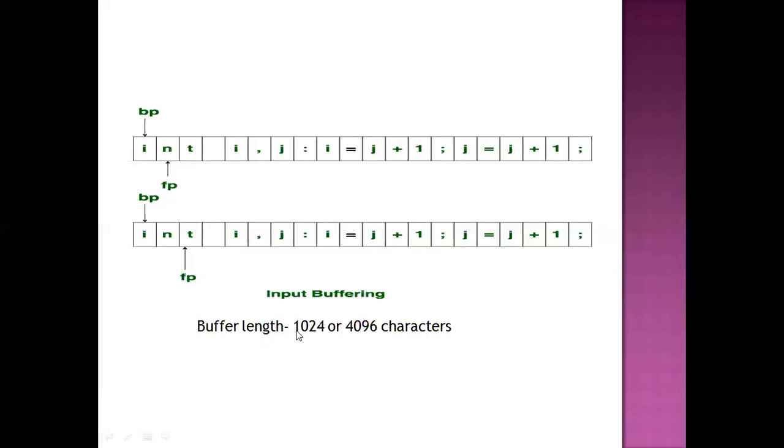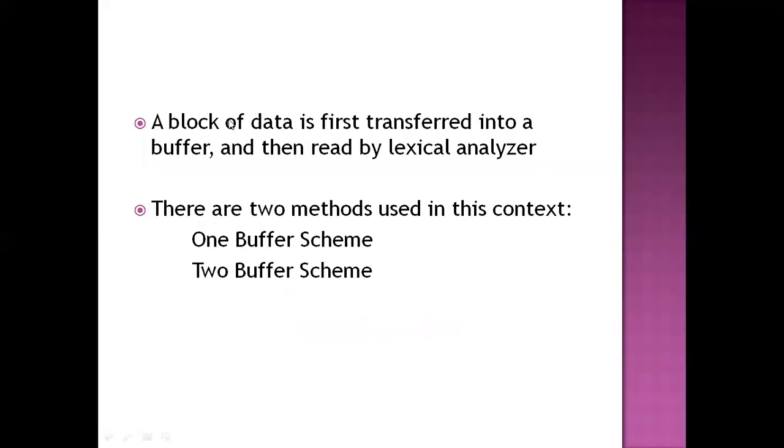I already told you the buffer length depends on the compiler. With n characters, the entire 1024 characters or 4096 characters will be read into this buffer. So the block of data is first transferred into a buffer and then read by the lexical analyzer. Instead of reading from the disk, it reads from the buffer, so obviously this improves the performance of the compiler.